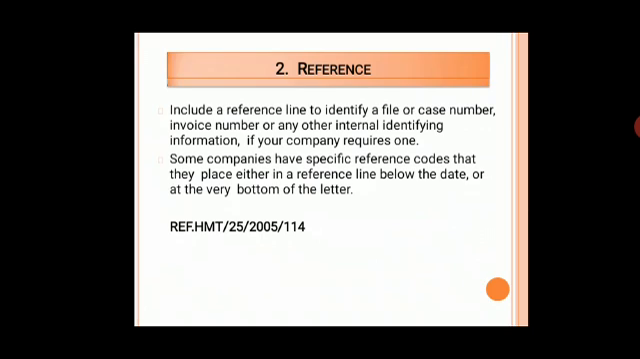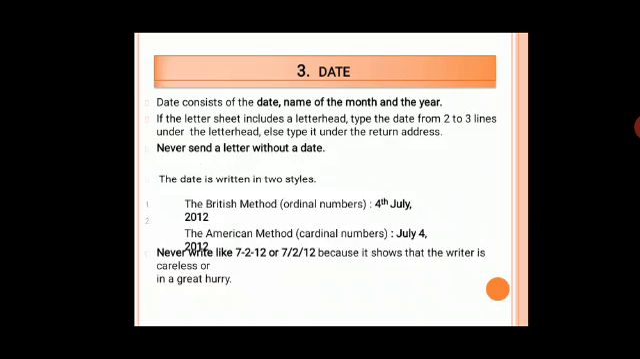Now, what should be the format of the date and how should we write the date? The date consists of the day, name of the month and the year. If the letter sheet includes a letterhead, type the date two to three lines under the letterhead. Else, type it under the return address or the sender's address. Never send a letter without a date, because the date should always be specifically mentioned, showing when you dropped that written document. The date is written in two styles.